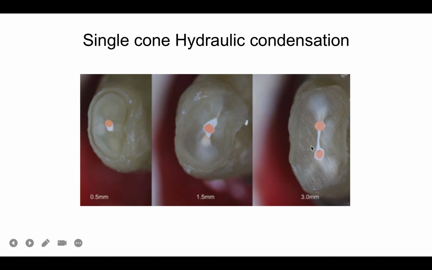One question I get a lot is, can we use the sealer on its own without the gutta percha? The answer to this question is absolutely not, because you need that pressure caused by the entrance of the gutta percha inside the canal to cause a hydraulic pushing of the sealer into all the spaces of the canal.